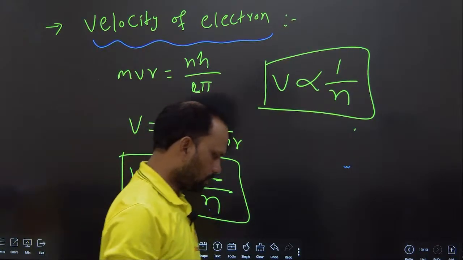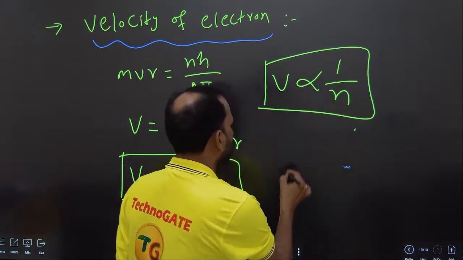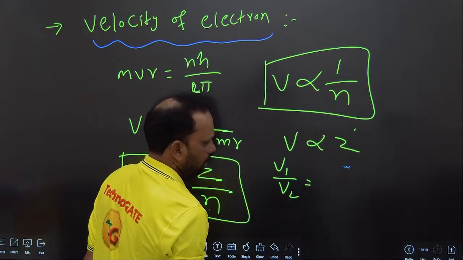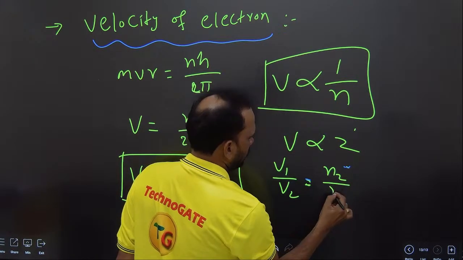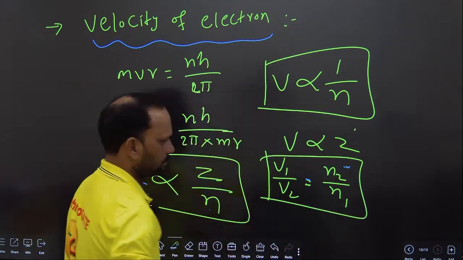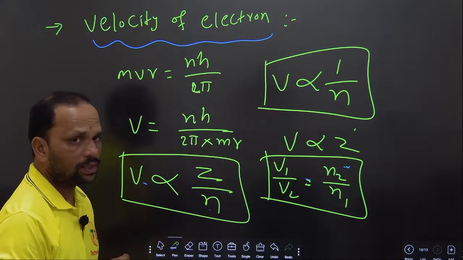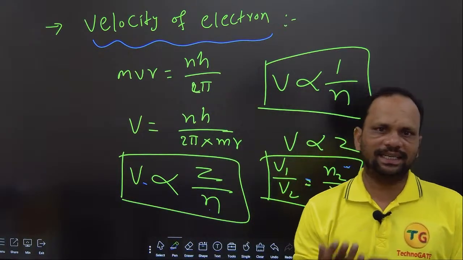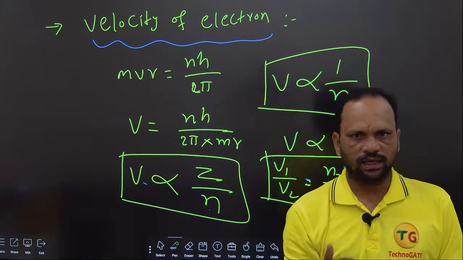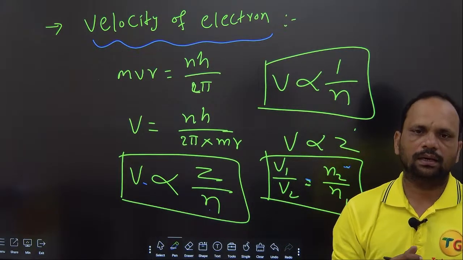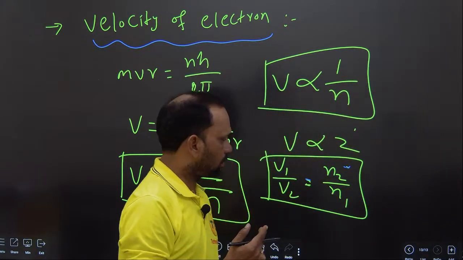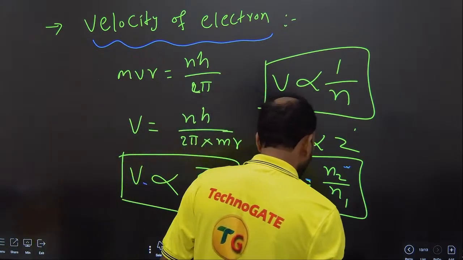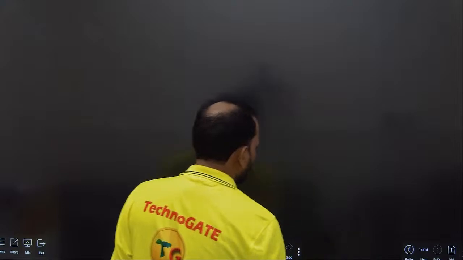Right. Now, V is directly proportional to Z. V1 by V2, only for the hydrogen atom, is equal to n2 by n1. So this is about the velocity of the electron. Once again, if the principal quantum number n increases, radius increases and velocity decreases, because the interaction between the center and the electron decreases. That's it. Now the next one is energy.